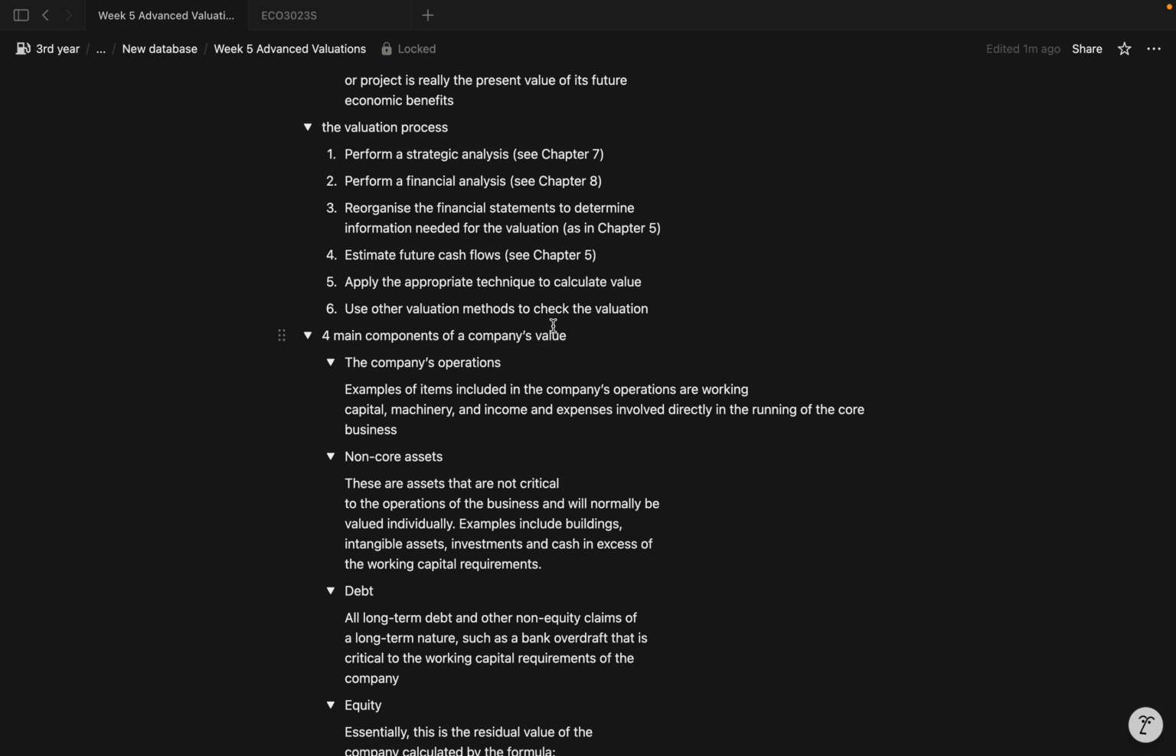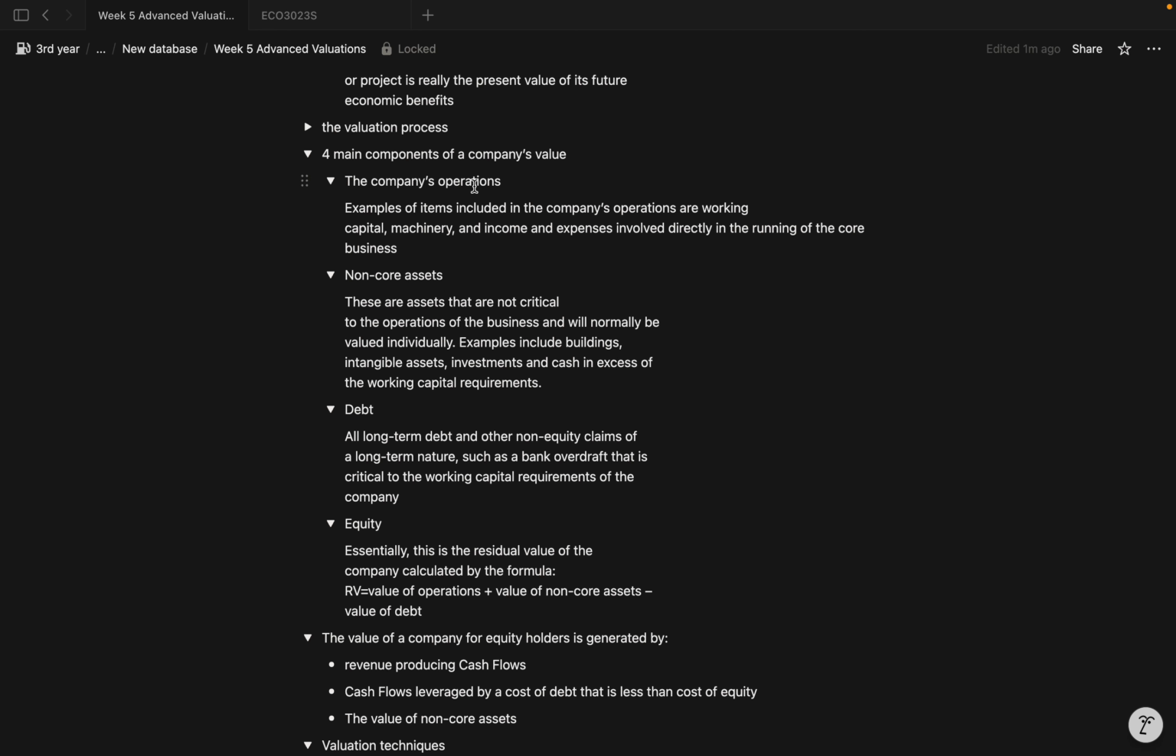So this is the valuation process. I don't think that you will get a question on the specific steps. I think this is just to help you when you do the questions. The four main components of a company's value would be the company's operations, non-core assets, debt, and equity.